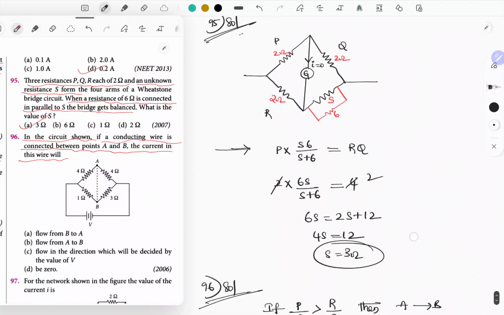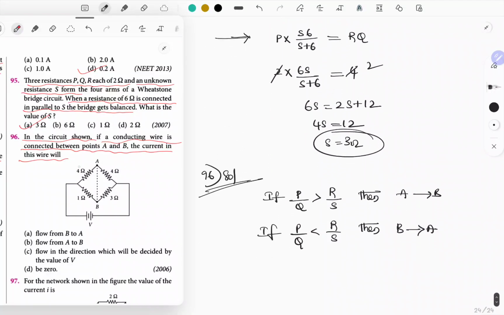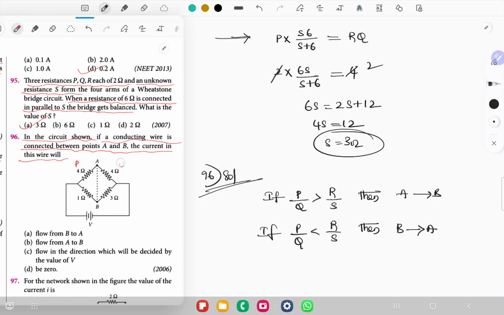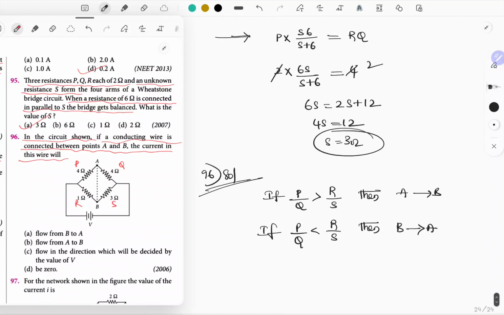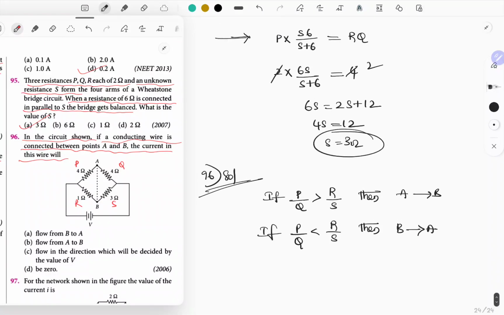Let's check whether this ratio is the same or not. So this is P, Q, R and S. Let's cross check this ratio. P by Q is 4 by 4, which is 1. R by S is 1 by 3. Is 1 less than 1 by 3 or greater than 1 by 3? It's greater than 1 by 3, right?